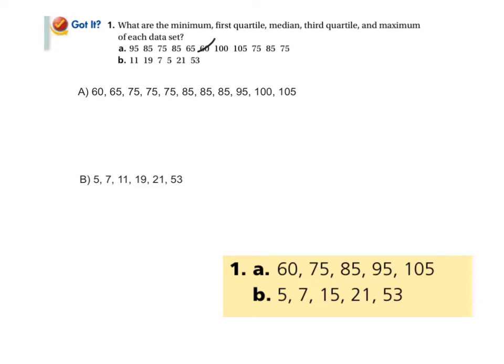Alrighty. So here we're going to find the minimum, first quartile, median, third quartile, maximum of each data set. So again, minimum, maximum, that's straightforward. Min, max. Then we find the median, and on this one we've got 1, 2, 3, 4, 5, 6, 7, 8, 9, 10, 11. 11 data points. So 1, 2, 3, 4, 5, 6. It's the first 85. That would be our median.